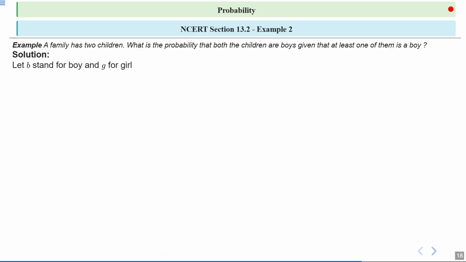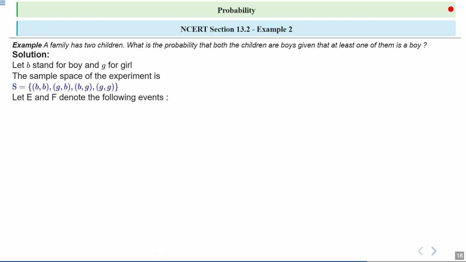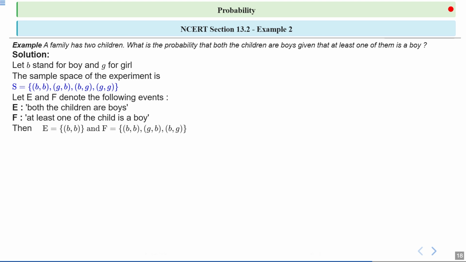Let B stand for a boy and G for a girl. So the sample space of the experiment is S, which is BB, GB, BG, and GG. Let E and F denote the following events. E: both the children are boys. F: at least one of the children is a boy. Then event E is BB and F is BB, GB, BG. Now E intersection F will be equal to event BB.